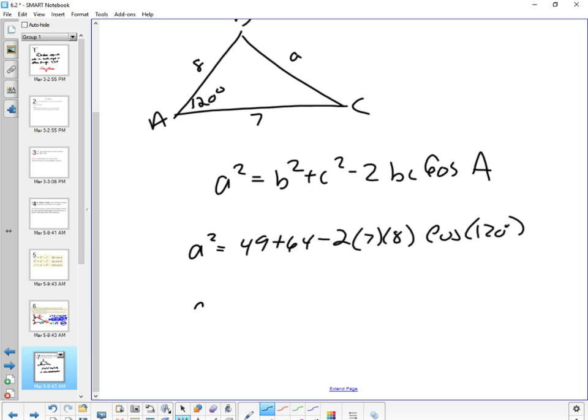Who's got A for me? 13? Good. So you should get 13. There's your first checkpoint. Now, I said to you at this point, you really just want to go back to law of sines because it's easier, correct? Yeah. Doesn't mean you have to.